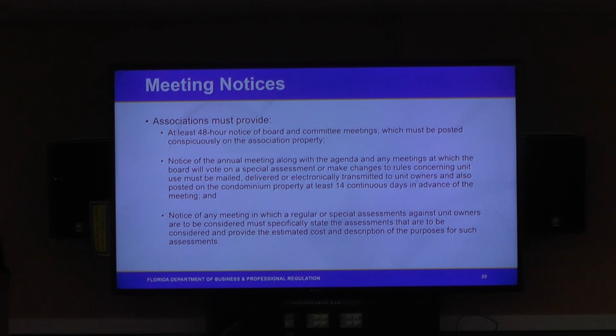Notice of the annual meeting and any meeting at which the board will vote on a special assessment or make changes to rules concerning units must be mailed, delivered, or electronically transmitted to unit owners and also posted on the condominium property at least 14 continuous days in advance of the meeting. Notice of any meeting at which a regular or special assessment against a unit owner is to be considered must specifically state the assessment to be considered and provide the estimated cost and a description of the purpose for such assessment. 14-day notice. So for a special assessment, 3 things have to happen, right? The notice has to be 14 days, the estimated cost, and the description of the purpose.